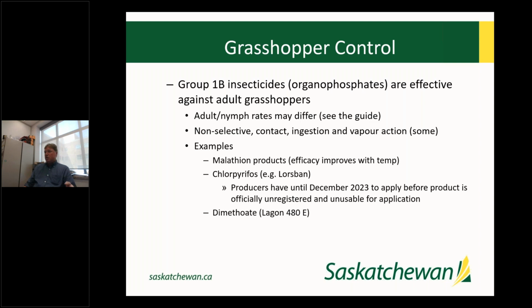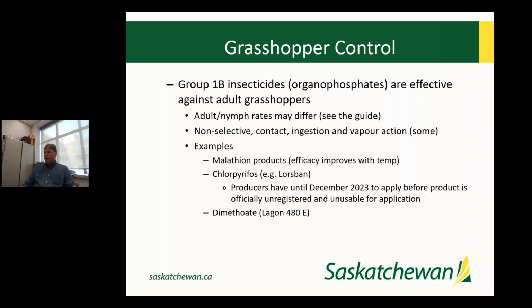So the vapor action is associated primarily with chlorpyrifos, or Lorsban and products that have the same active ingredient. And we've got until December of this year to use stores. You can't buy it anymore, but if you do have stores of chlorpyrifos products, you've got until December of this year to use it. There's also malathion products. And in the case of this one, the efficacy actually improves with temperature. So above 20 degrees Celsius, you're going to get an increase in grasshopper physiology, and that helps to increase the toxicity of that active ingredient.